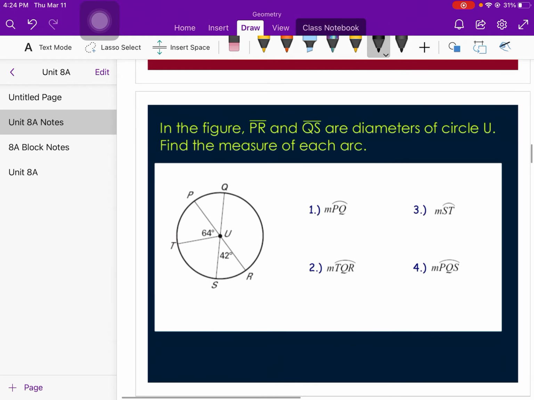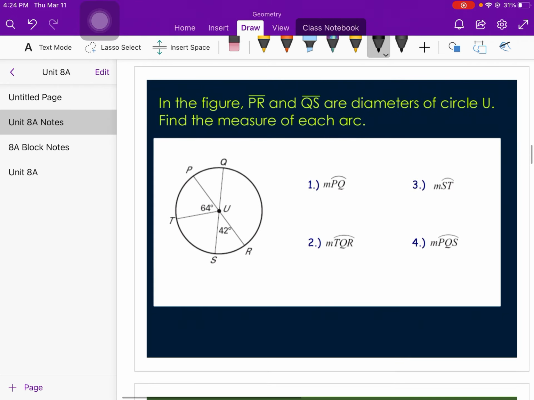All right, continuing on here. In the figure, PR and QS are the diameters of circle U. We want to find the measure of each arc. Now, one thing to note is you can have two letters to decide which direction you're going, or you can have three letters. If it's two letters, you're always taking the shortest path possible. So for P to Q, I'm going to go from here to here because that's the shortest path.